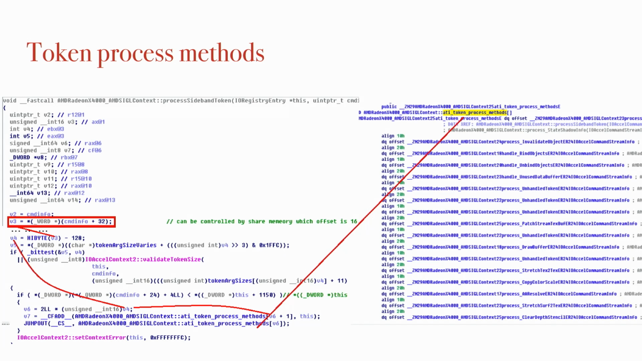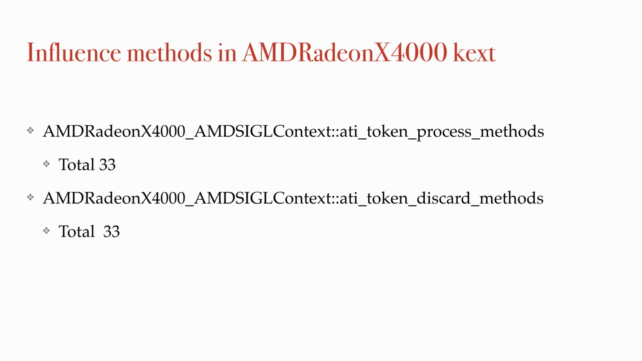Here we can see this function uses command info offset 32 data as an index to call the process functions. All these functions' arguments are our command stream info object, as mentioned before. Another important thing is that there are a total of 33 token process methods and 33 discard methods in the dispatch table. So for these functions, I think it will be enough for us to find a bug.